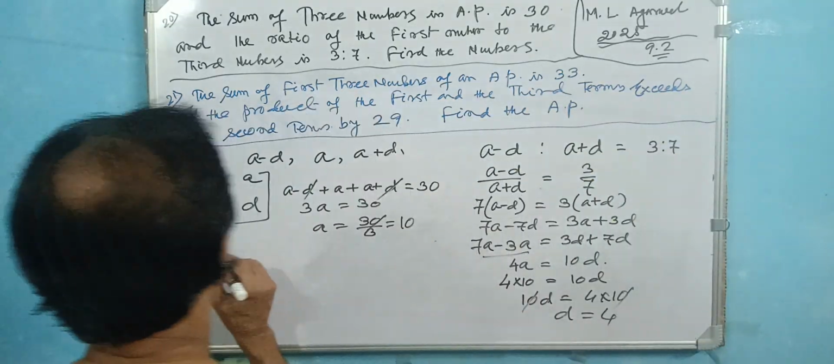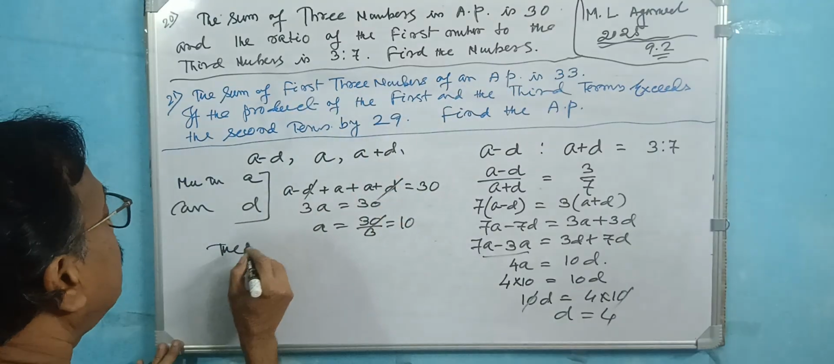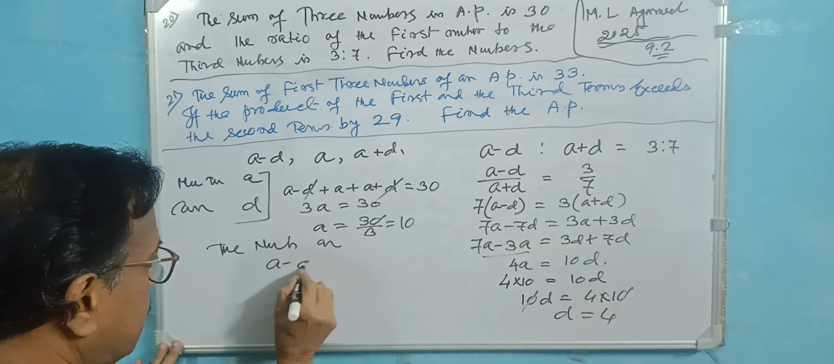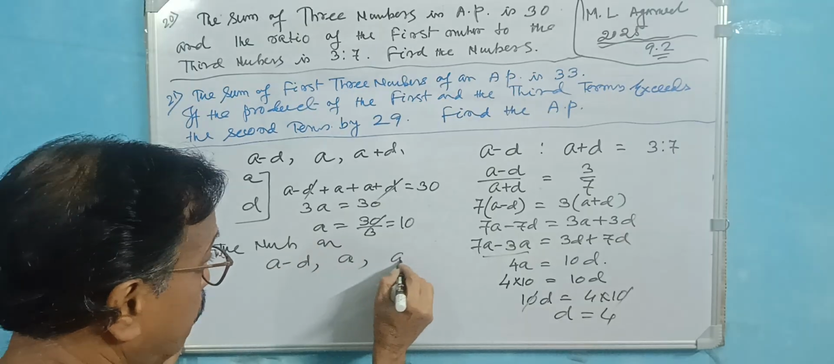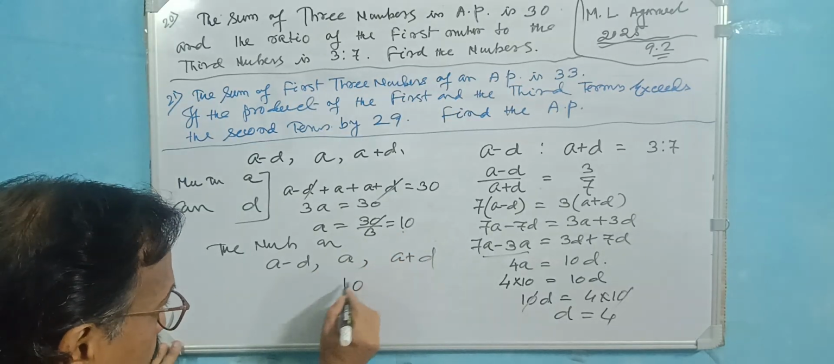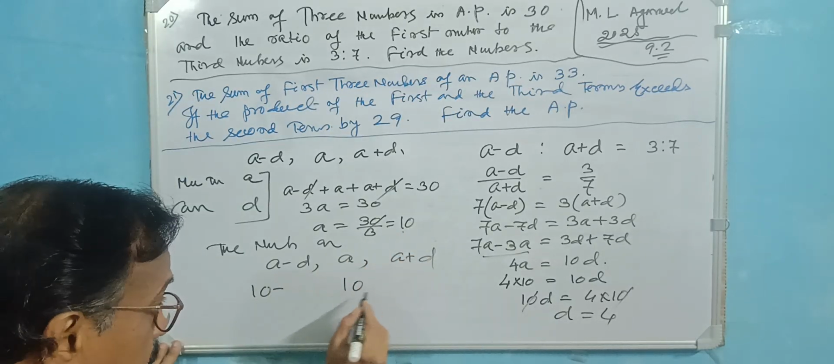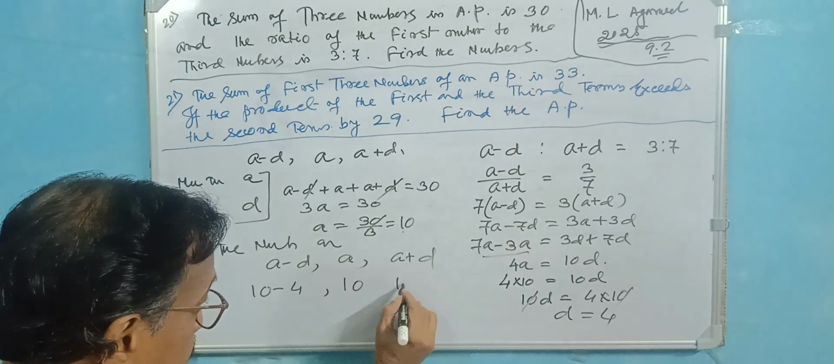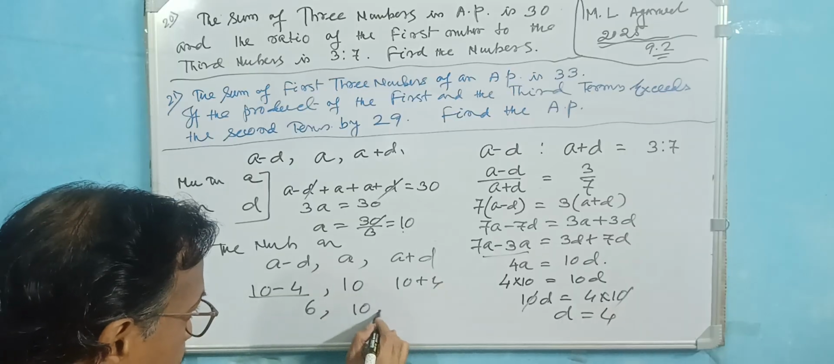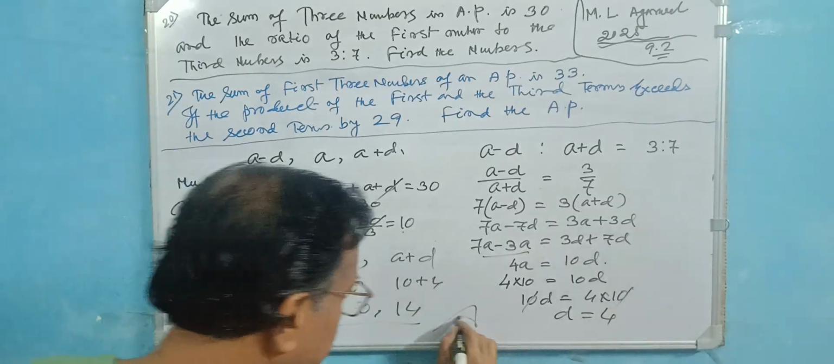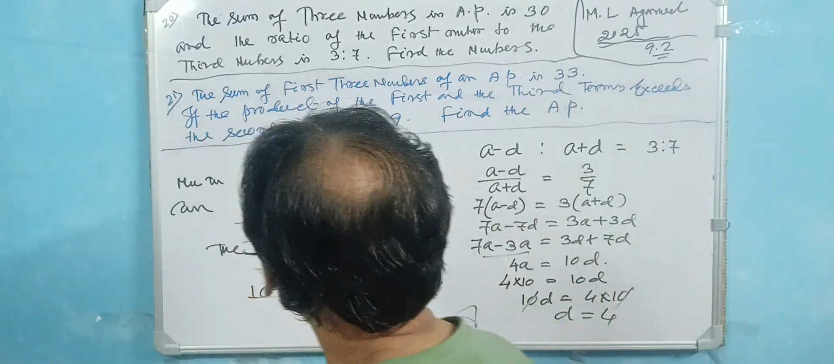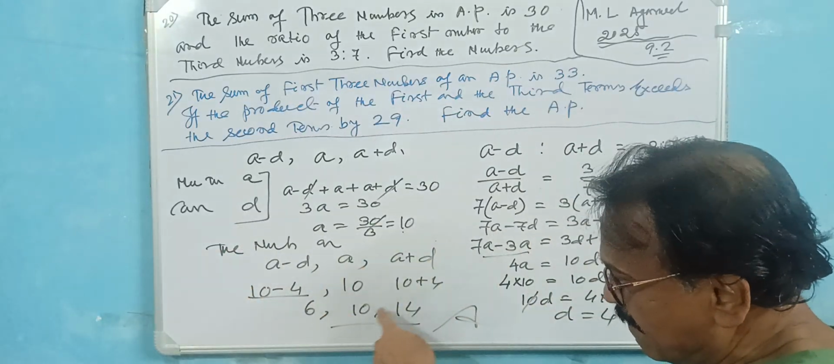Find the numbers: this is A minus D, the first, this is the second, and A plus D. You just put the value. A is 10, minus D is 4, and this is 10 plus 4. So what is the ultimate? This is 6, this is 10, this is 14. This is the ultimate answer. So the AP is 6, 10 and 14.